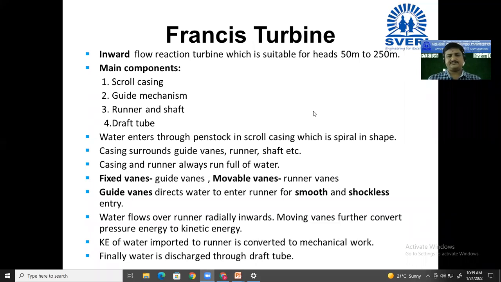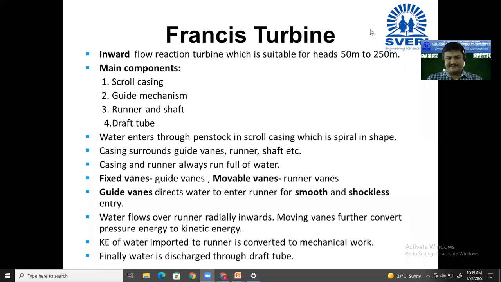And the last point of Francis turbine is: finally, water is discharged through the draft tube.